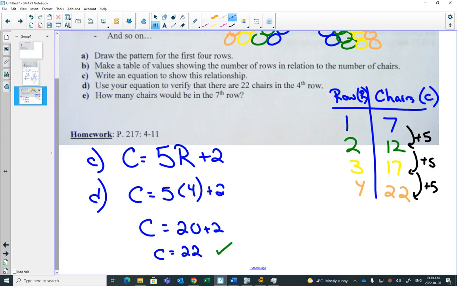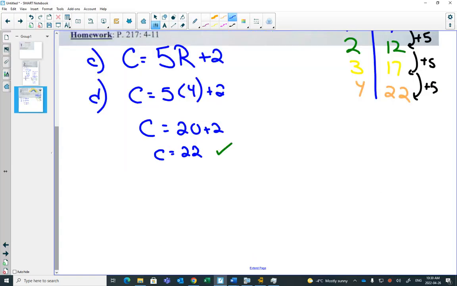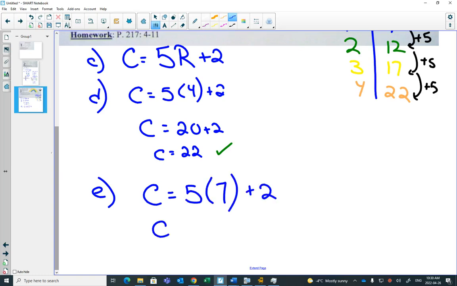How many chairs would be in the 7th row? We're going to replace the R with 7, and you get 37.